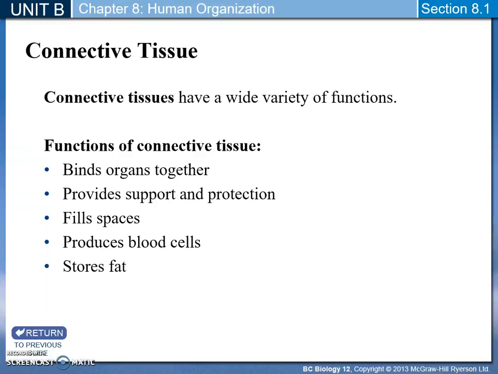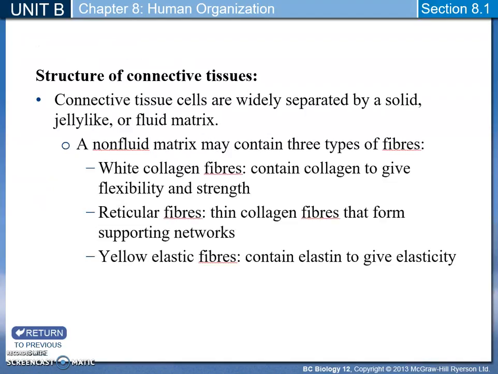Moving on then to connective tissue. Connective tissues have a wide variety of functions. They bind organs together, provide support and protection, fill in spaces, and also produce blood cells. The tissue that produces blood cells is considered to be a connective tissue, and it stores fat as well. Connective tissue cells are widely separated by a solid, jelly-like, or fluid matrix.